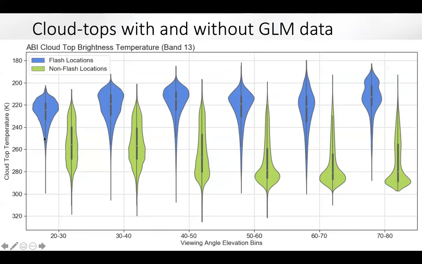It isn't as much so on these ends, but even if you took a line around 240 Kelvin and drew that right across, that's a really great dividing line between the cloud tops with brightness temperatures that produce flashes at those colder cloud tops, and those that did not produce flashes.